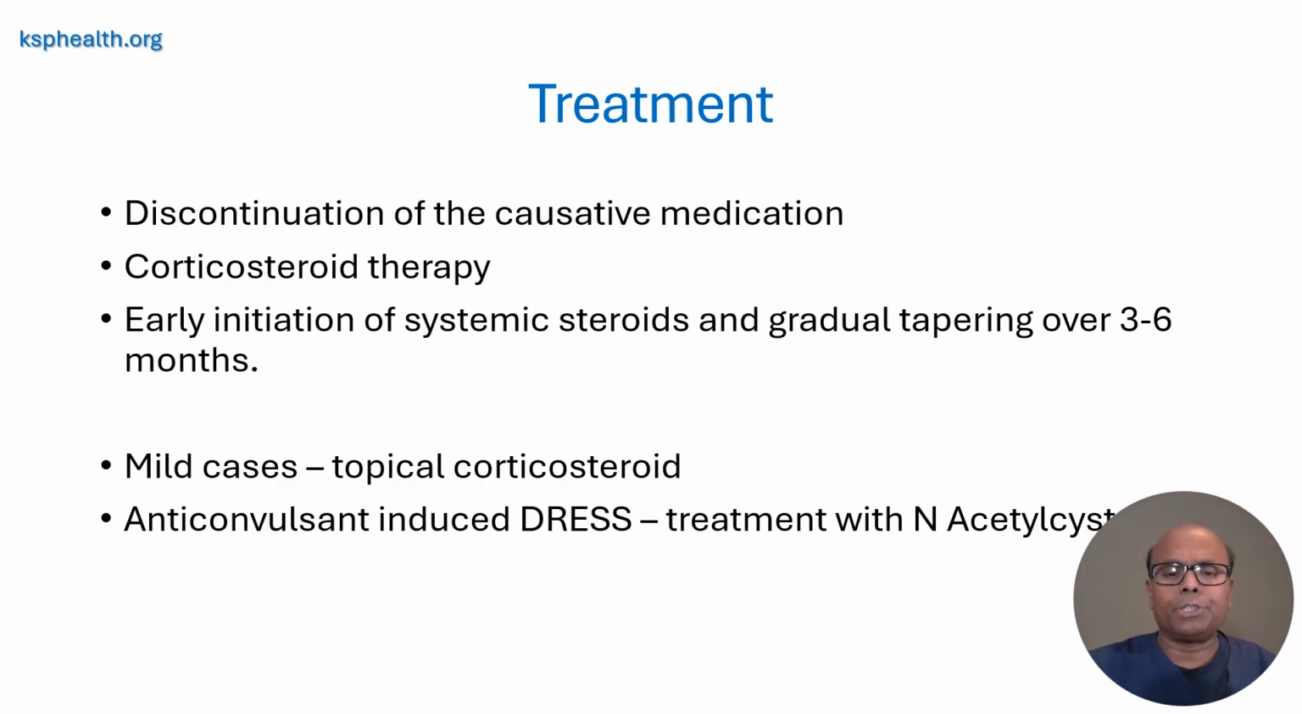The treatment is to discontinue the causative medications. Start corticosteroid therapy, with early initiation of systemic steroids and gradual tapering over 3 to 6 months. The dose usually starts at 0.5 to 1 milligram per kilo, and they taper it over 3 to 6 months. Mild cases one can treat with topical corticosteroid, but most patients will end up needing systemic corticosteroid therapy. If the DRESS syndrome is associated with anticonvulsants, treatment with N-acetylcysteine may help.